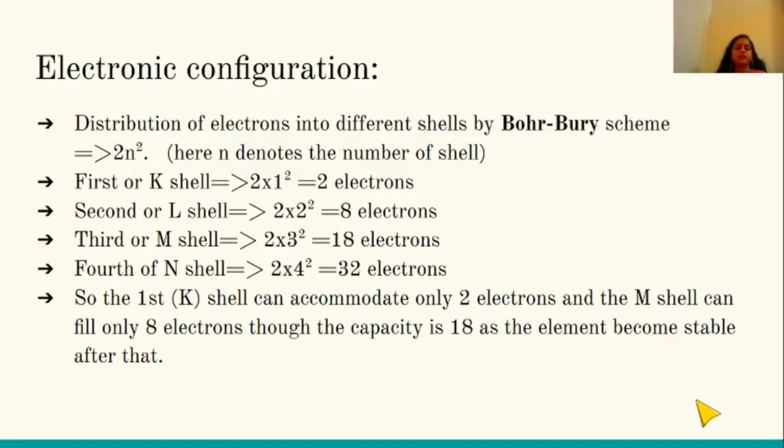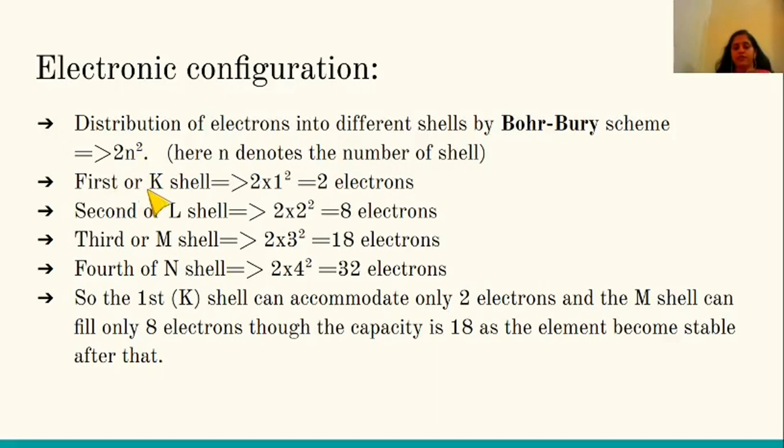Now when we know that the electrons are present outside the nucleus in the orbit, we should know how this distribution of electrons into different shells was given to us by a scheme given by the scientists Bohr and Bury, and therefore known as the Bohr-Bury scheme, and is given by 2n square, where n denotes the number of the shell, right? So 2n square.